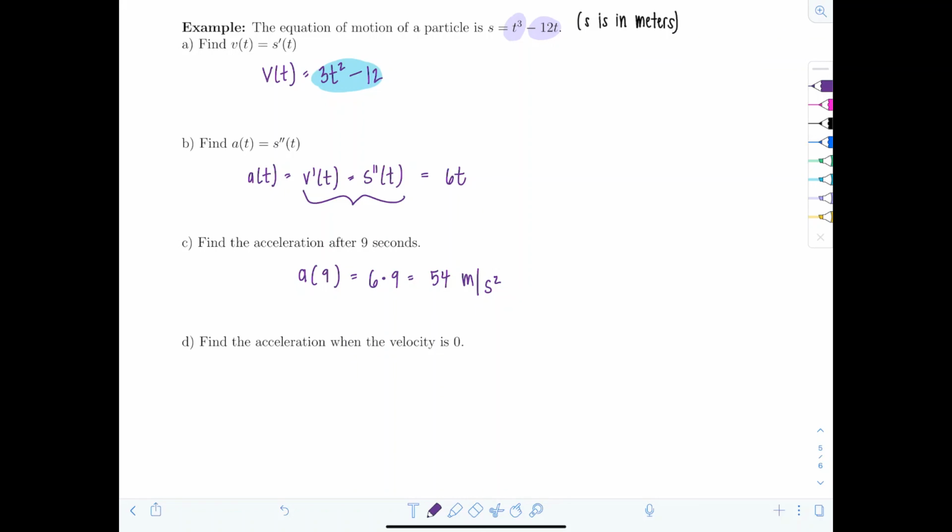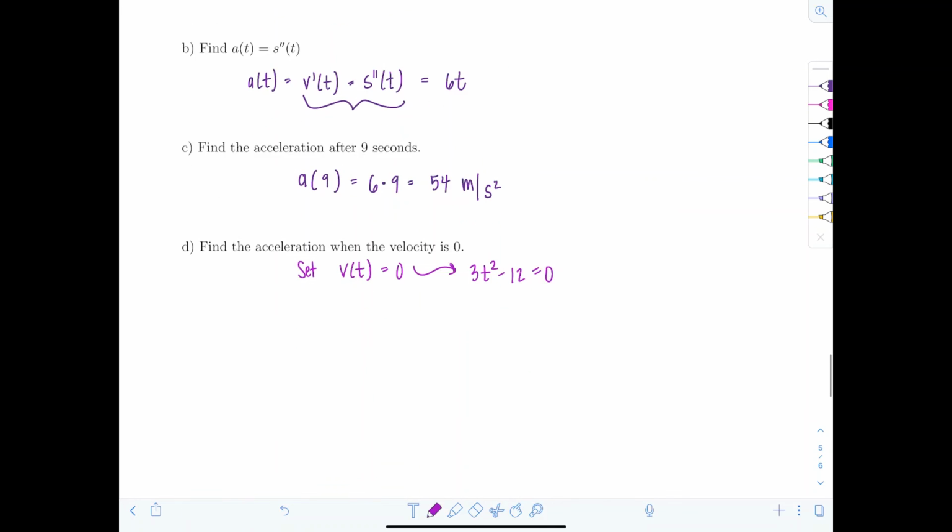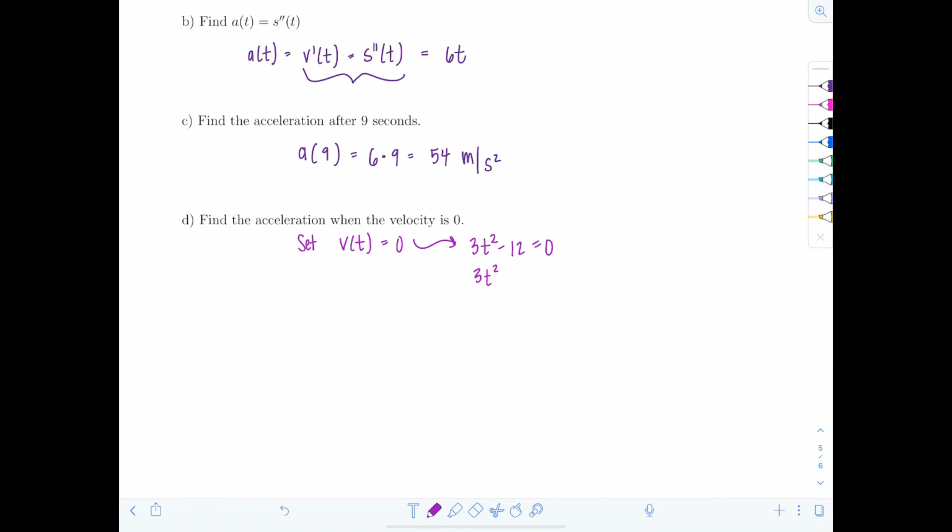And then the last part says find the acceleration when velocity is 0. So to start off, what I need to do is set the velocity function equal to 0, see when that happens. Okay, so v of t, we have it up above. It's 3t squared minus 12. I'm setting that equal to 0. So that means 3t squared equals 12. Oh, I'm already dividing in my head. Shame on me. 3t squared equals 12. t squared is 4, so you get t equals plus or minus 2. Typically, we always just take t to be positive, so we'll use 2.